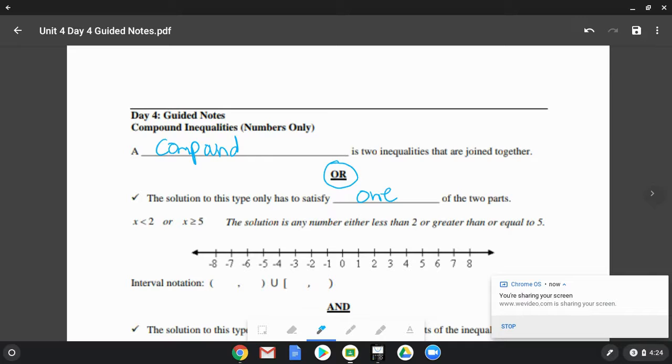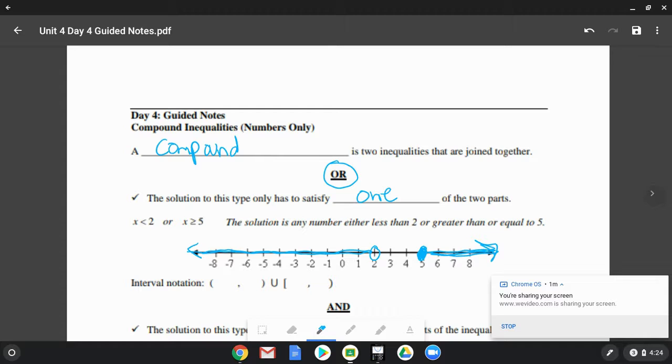So if we look at this example here, it says x is less than 2. So that's an open circle. Less than was shaded to the left, we said yesterday. And then x is greater than or equal to 5. So that's a closed circle shaded to the right. Greater than always means to the right, less than's to the left, as long as the variable is on the left. So it's asking us to write this in interval notation.